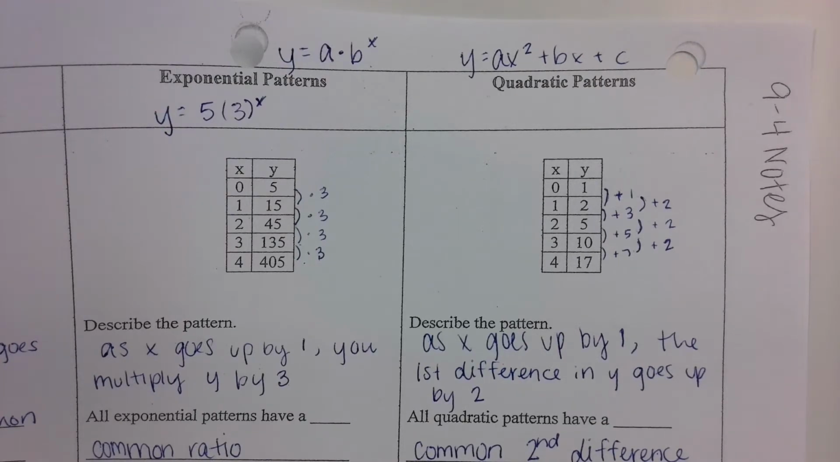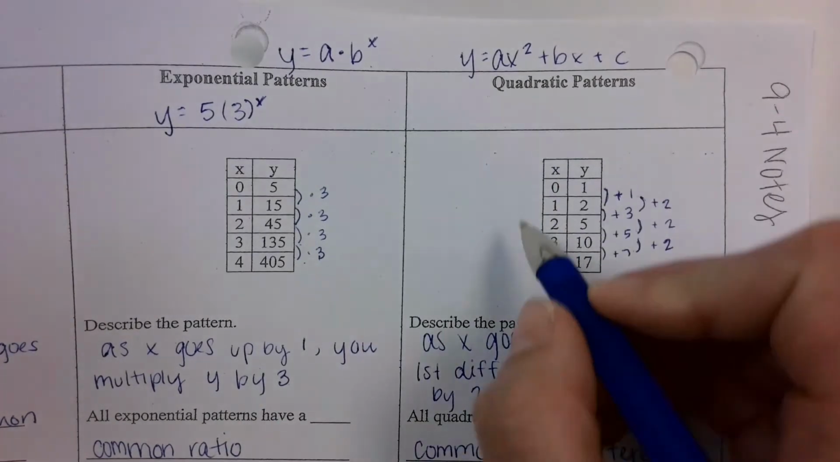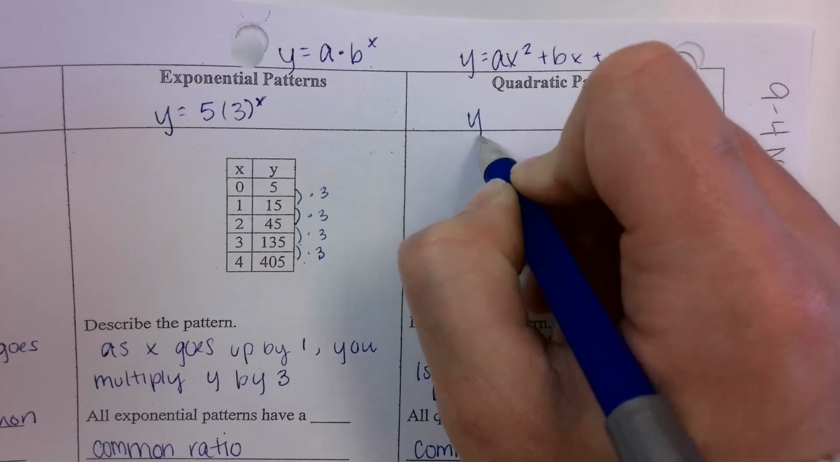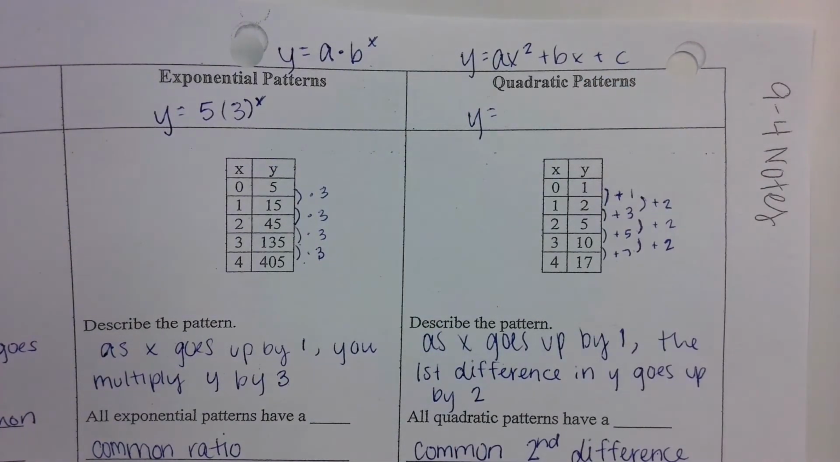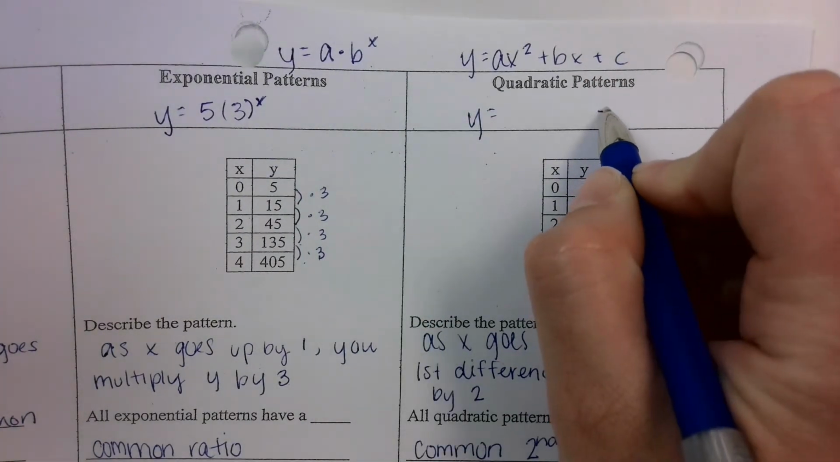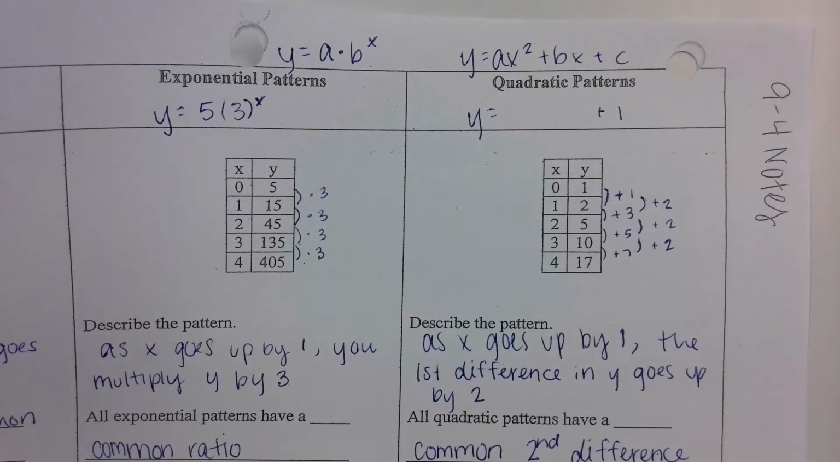One. What part of your standard form is that? A, B, or C? C, right? So we know it's going to be y equals something, something, something plus 1. Do you agree? Yeah. So you know that C is going to be 1. So can we just guess and check to find our rule here?